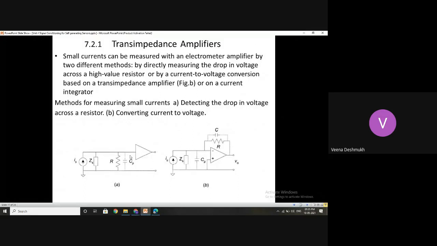Now here, see the figures A and B, where the electrometer helps in measuring these currents through this kind of circuit configuration. Now, using slightly the same principle, the transimpedance amplifiers are built.